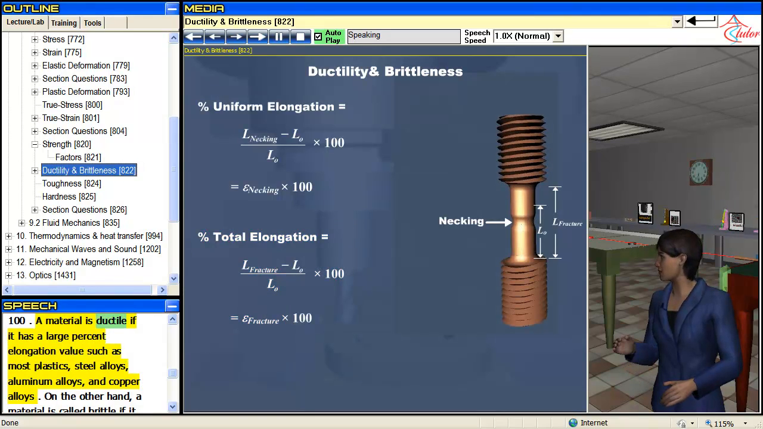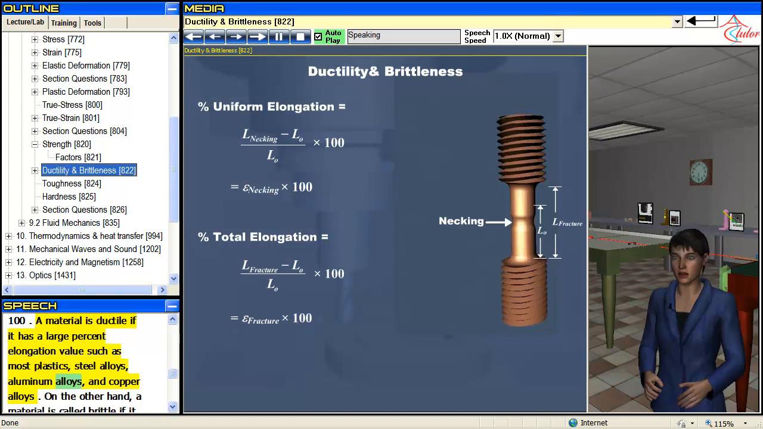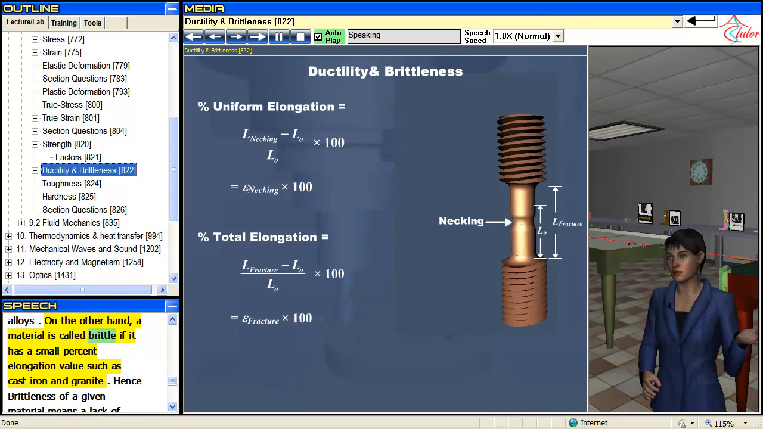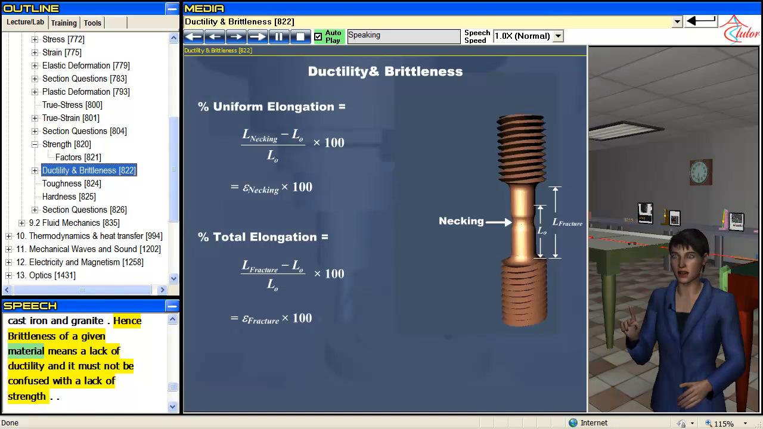The material is ductile if it has a large percent elongation value, such as most plastics, steel alloys, aluminum alloys, and copper alloys. On the other hand, the material is called brittle if it has a small percent elongation value, such as cast iron and granite. Hence, brittleness of a given material means a lack of ductility, and it must not be confused with a lack of strength.